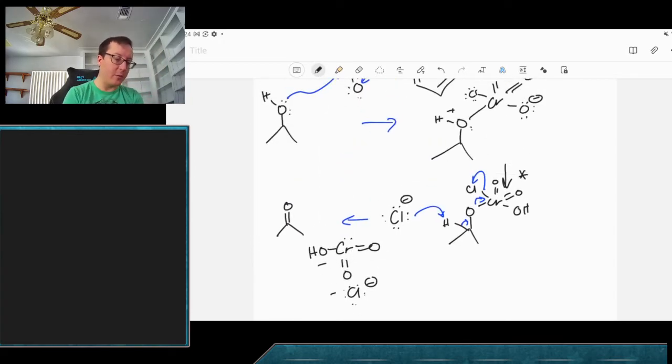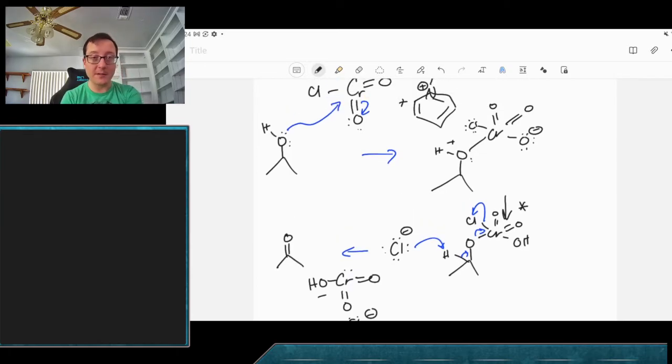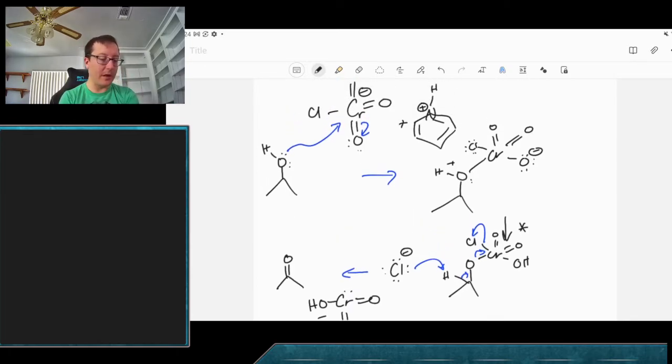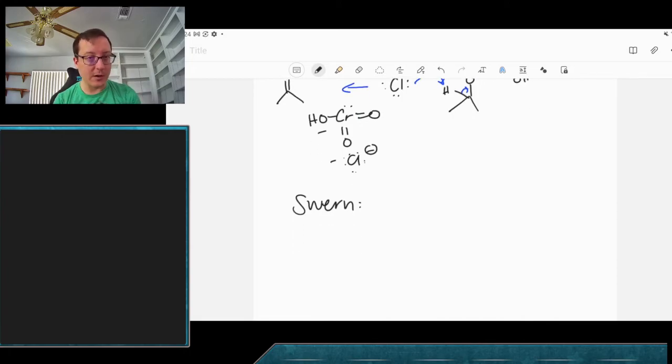You don't really need to worry about the chromium-based oxidations. That one is not typically a mechanism that we're going to force you to learn. However, this one is one that we do force you to learn. Make sure to learn the mechanism.